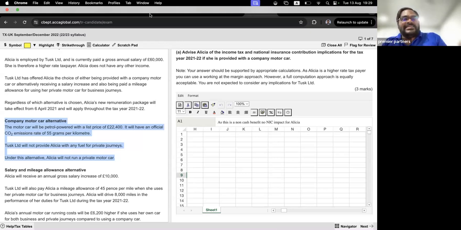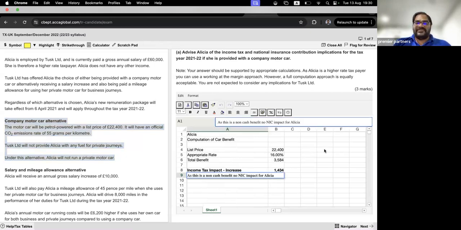Right. Will this have an impact on Alicia's NIC? Partially correct, Razi. So, it's not exempted, but Alicia is liable to pay only class 1 employee contribution, whereas non-cash benefits are not considered for class 1 employee contribution. So, for Alicia, there will not be any NIC impact if she chooses the company motor car option. Are we clear? Then let's do the maths and see where we stand.